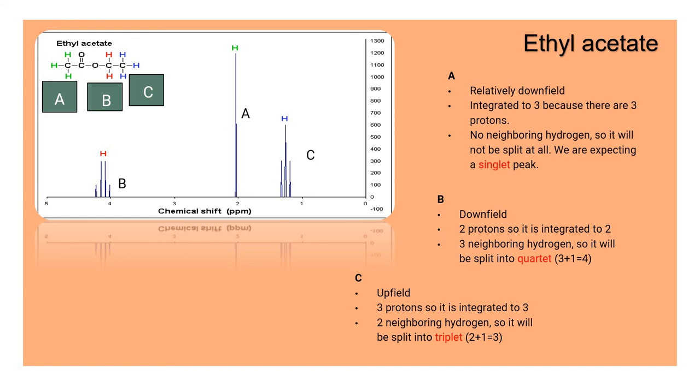And lastly for C, it is not near any electron-withdrawing group, so we expect it to be upfield. There are 3 protons, so it is integrated to 3. There are 2 neighboring hydrogens, so it will be split into a triplet, because 2 plus 1 is 3. Hence, the signal for C is around 1.3 ppm.